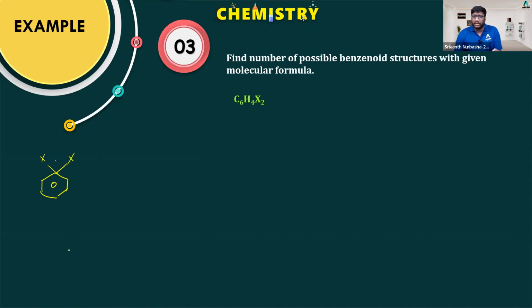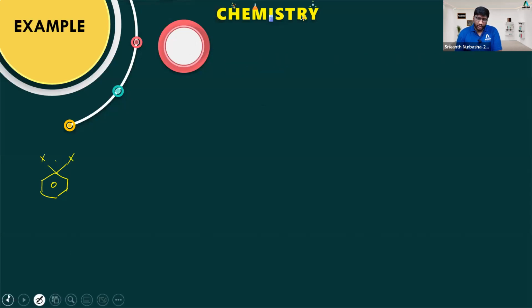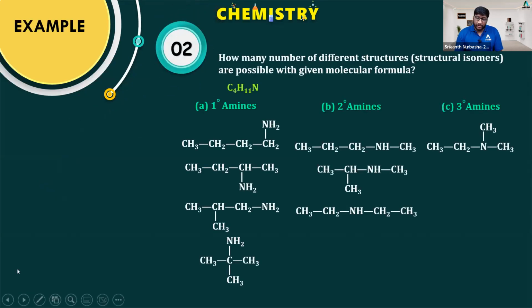Because they are asking about the structural isomers. So I can take primary, secondary, and tertiary amines because they are all different structural isomers. Yes or no? These are different compounds or not? Primary amines, secondary amines, tertiary amines are all different types of compounds. So they all have to be counted separately so that we don't miss out any single compound.